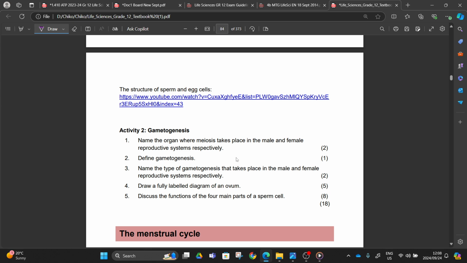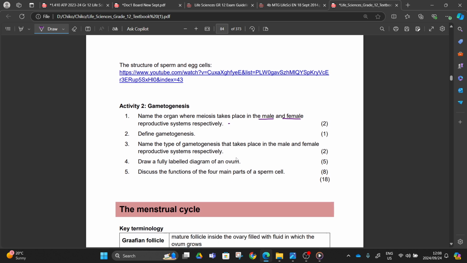Name the organ where meiosis takes place in the male and female reproductive systems respectively. This will be our testes and our ovaries. Define gametogenesis. This is the process whereby our gametes are formed by the process of meiosis. Then name the type of gametogenesis that takes place in the male and female reproductive systems. Spermatogenesis in males, oogenesis in females.